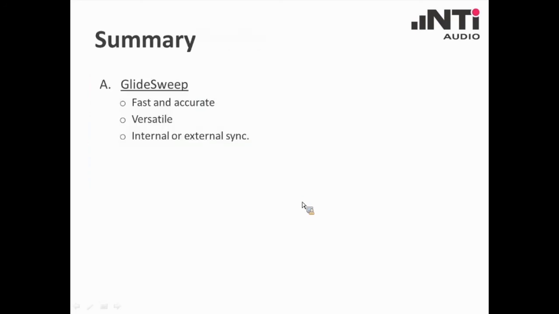Summarizing the key information of the presentation, the glide sweep is a very fast and accurate solution. It is very versatile. You can execute a lot of measurements in a very short amount of time, and you can use it for internal analysis. Internal means the generator of your test instrument transmits the signal through the device under test, and the analyzer measures it. Or you could also analyze a sweep signal that has been generated by an external device, a remote generator, or by the device under test itself.